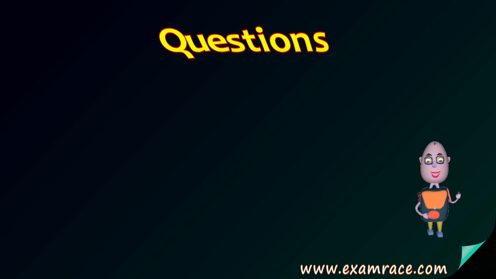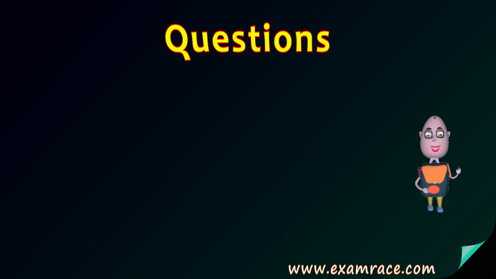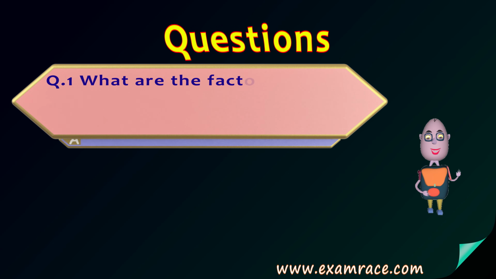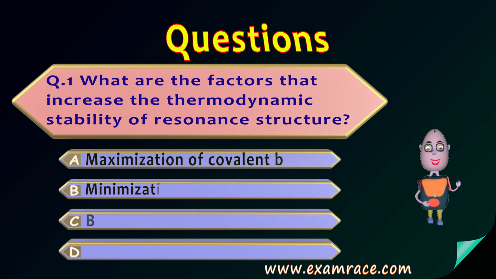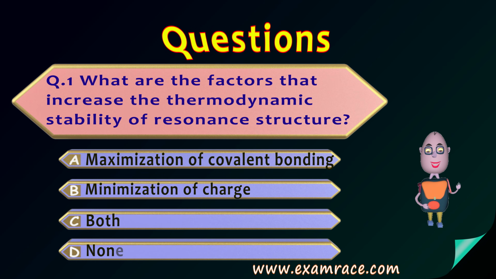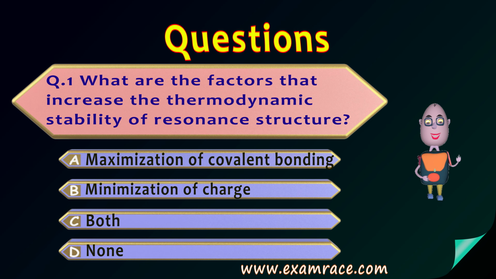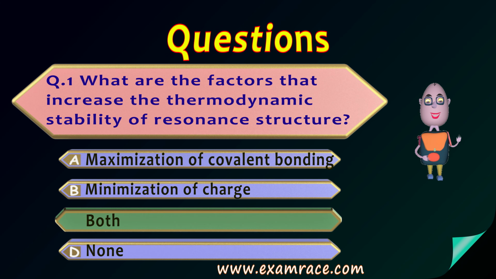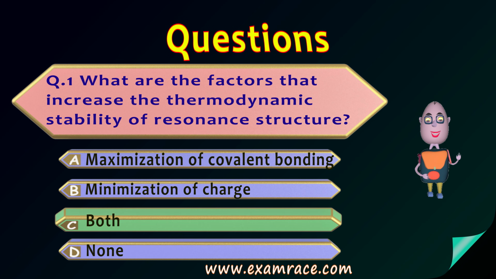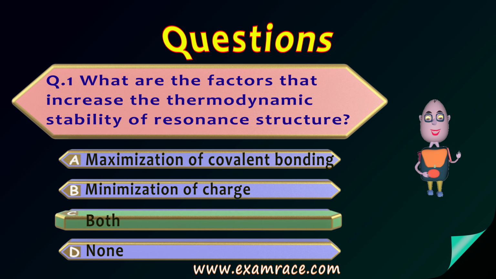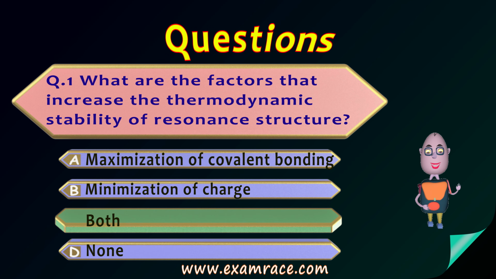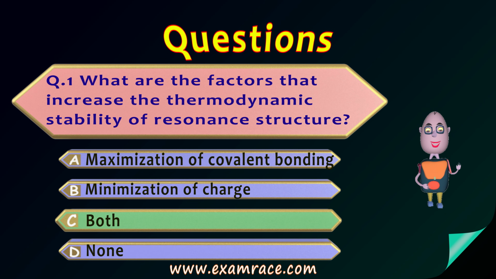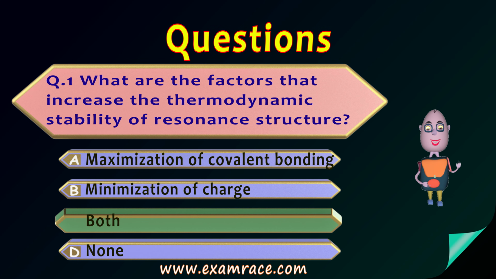Now let's move to our objective questions of today's lecture. So the first question is, what are the factors that increase the thermodynamic stability of a resonance structure? Now options A and B both are correct, because they are talking about the maximization of covalent bonds and minimization of charge. So C, both, is the correct answer.